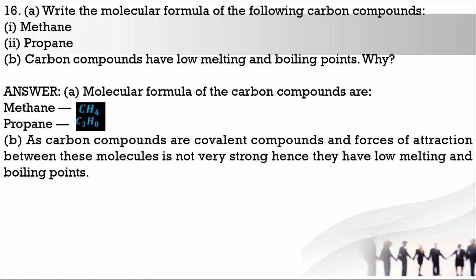Question number 16. Write the molecular formula for the following carbon compounds, methane and propane. B. Carbon compounds have low melting and boiling points. Why? Molecular formula for methane is CH4. For propane it is C3H8. As carbon compounds are covalent compounds, the forces of attraction between their molecules are not very strong, hence they have low melting and boiling points.